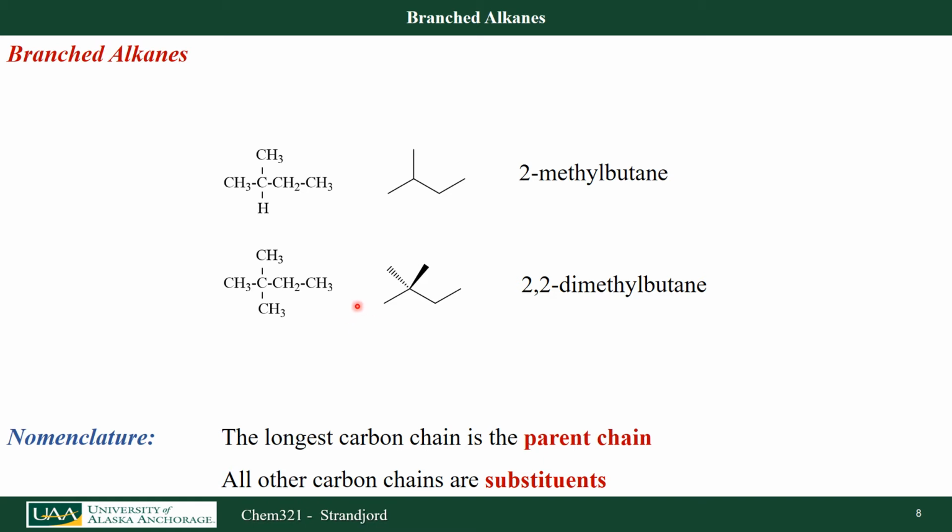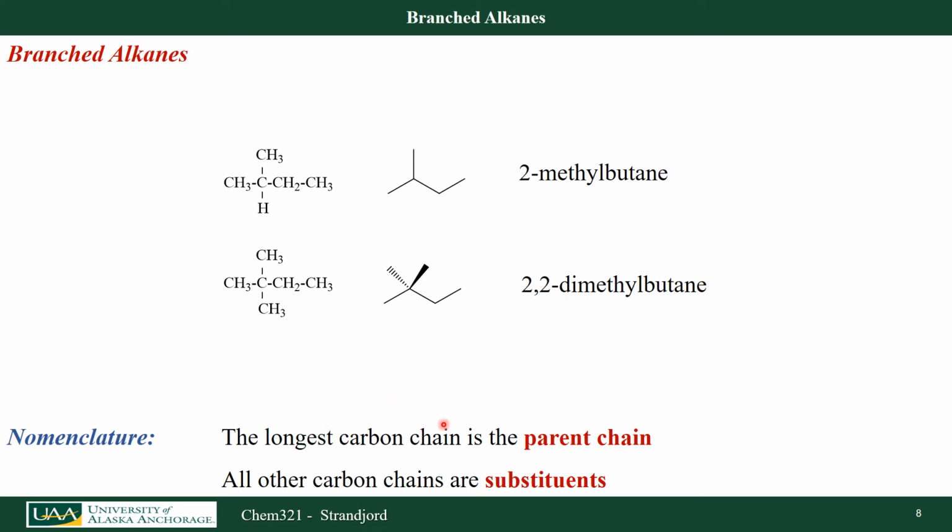Here's another example of a branched alkane. I have 1, 2, 3, 4 carbons in a row again, so that's a butane. And I have 2 methyl groups now, 1 sticking out of the board, 1 sticking into the board. At the number 2 position on this hydrocarbon, this would be a dimethylbutane.